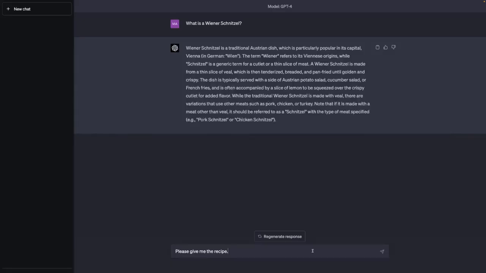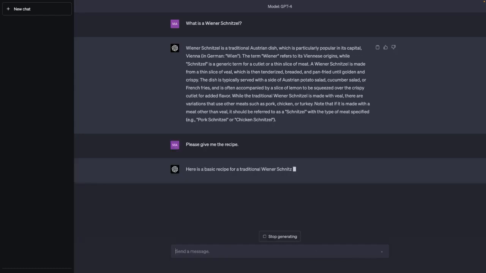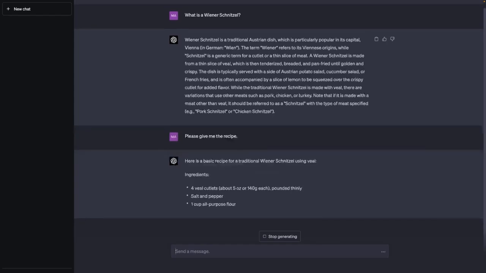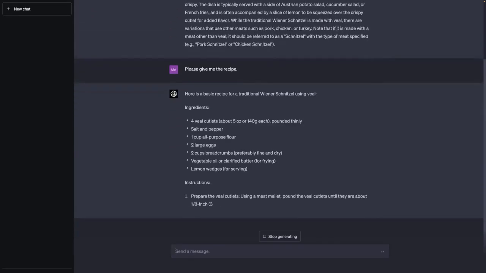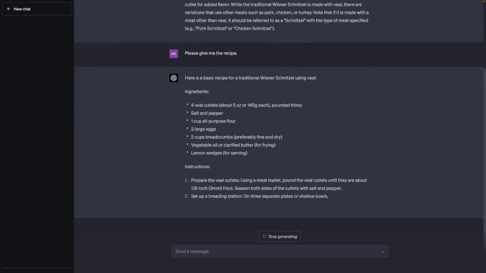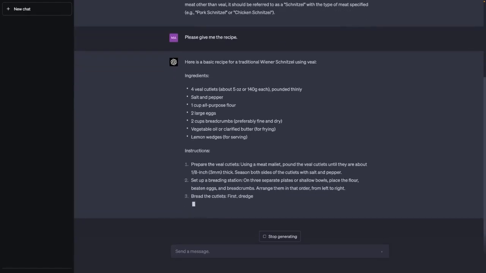So instead of mentioning that we want to cook a schnitzel again, we assume that ChatGPT knows that we are talking about the schnitzel, so ChatGPT remembers the context of our conversation. Therefore, by just adding, please give me the recipe, we get back the recipe for a traditional Wiener Schnitzel. And this is what makes GPT such a great tool actually. It feels like human interaction.